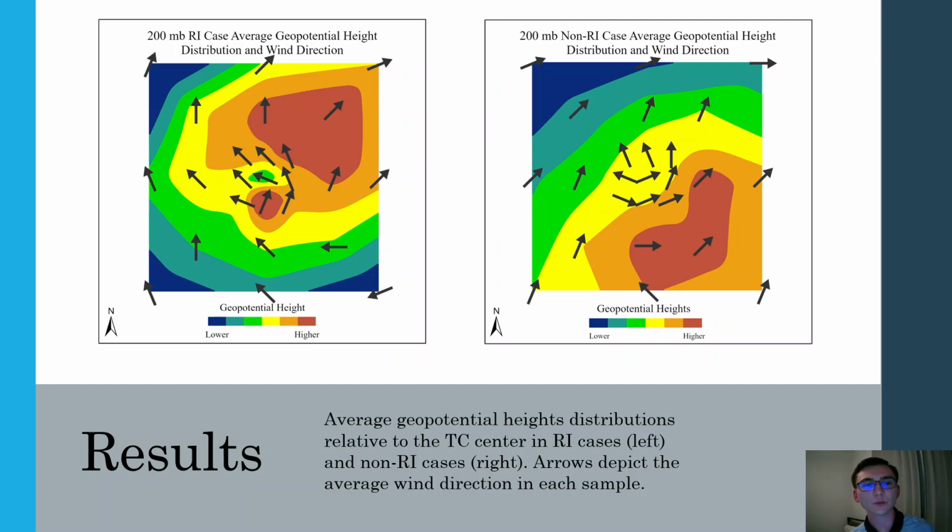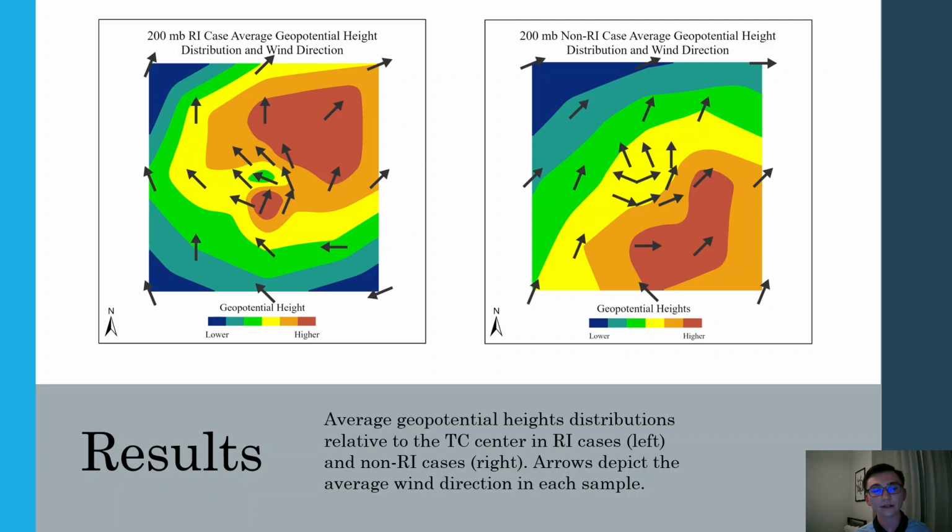As we averaged out the geopotential height distributions over the RI cases to the left and the non-RI cases to the right, you can see on the RI cases to the left some higher heights relative to each other to the northeast of the center. To the northwest, the heights are beginning to drop, the more northwest you go. A similar story to the right on the non-RI cases: those heights still begin to drop to the northwest, but instead of increasing to the northeast, they increase to the southeast as well.